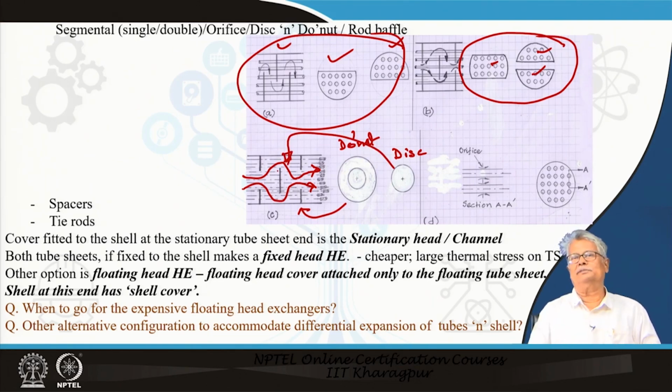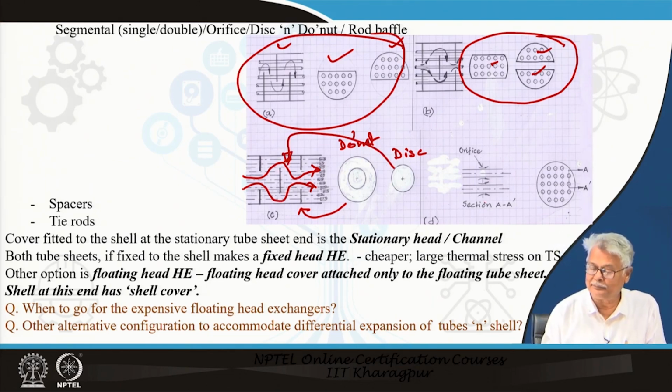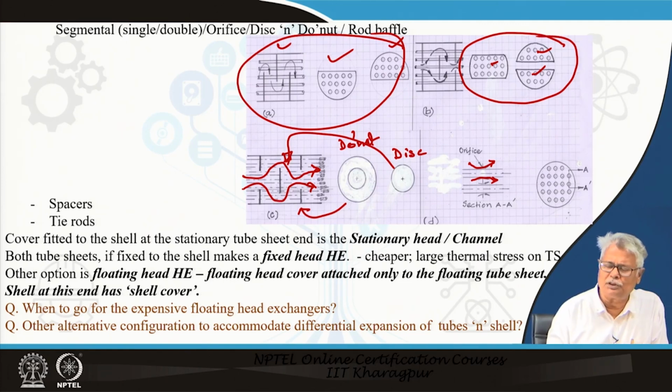You can also have orifice baffles. That means, in that case, the baffle does not have any segmental cut on it. What you have is the hole diameter is slightly larger than your tube diameter, and the liquid flows through this particular opening. There are different cases when you use different types of baffles, which we will not go into in this particular course, but in most of the cases we will be using the conventional single segmental cut baffles.